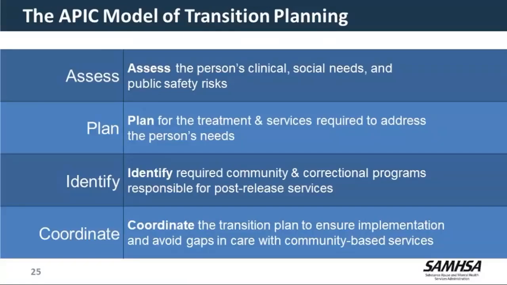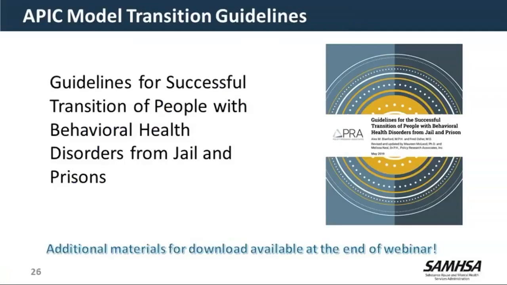So with that, I want to begin to touch on the APIC model. Again, as Melissa talked about earlier, the APIC acronym stands for Assess, Plan, Identify, and Coordinate. We want to first assess the person's clinical, social, and public safety needs or risks. We then want to plan for the treatment and services required to address the person's needs. We thirdly want to identify the required community and correctional programs responsible for post-release services so we can make those connections and warm handoffs. And finally, coordinate the transition plan to ensure implementation and avoid gaps in care with community-based services. So while the acronym may seem simple, it's a very heavy lift, and it's important that there's great coordination and collaboration that goes on.